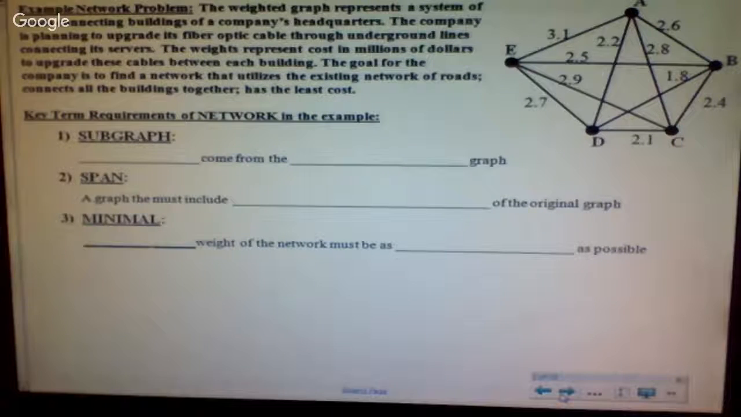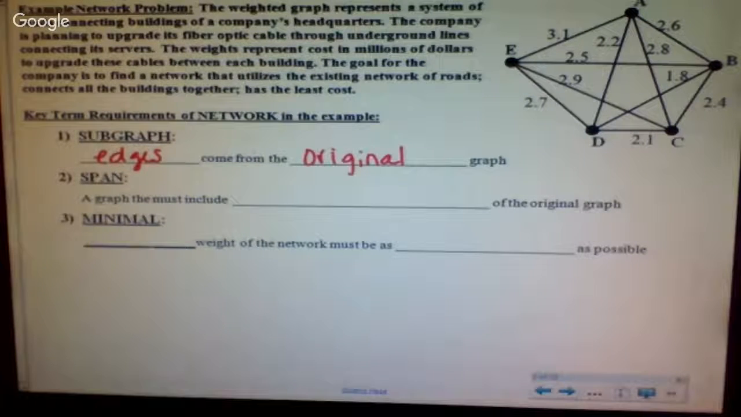Subgraphs are when the edges come from the original graph. So, if you have a line that connects C to D, you can use the line that connects C to D. If there was not one that existed, you cannot use it.